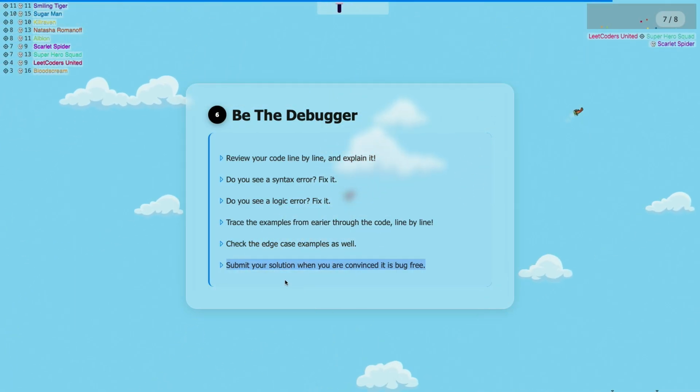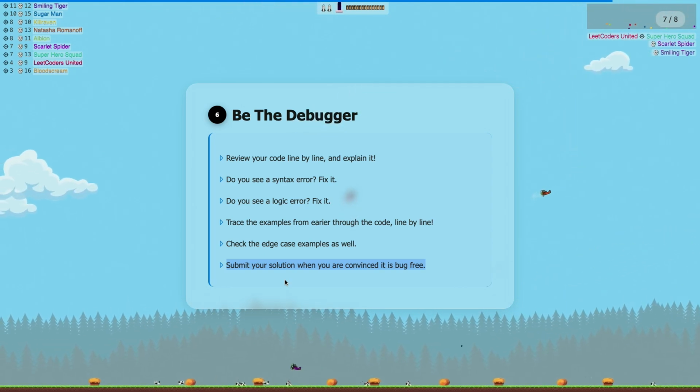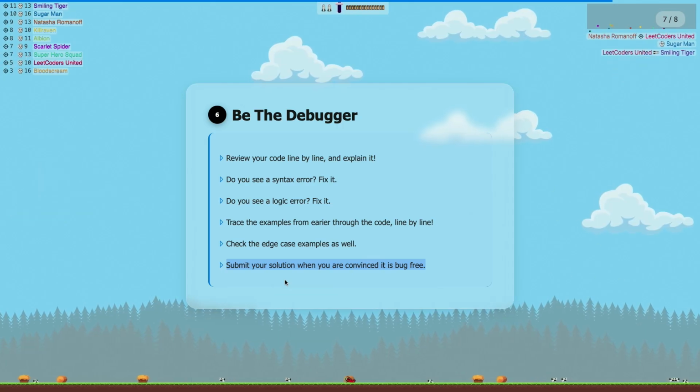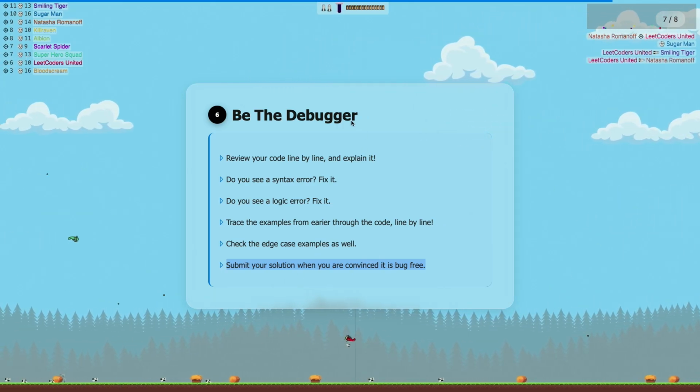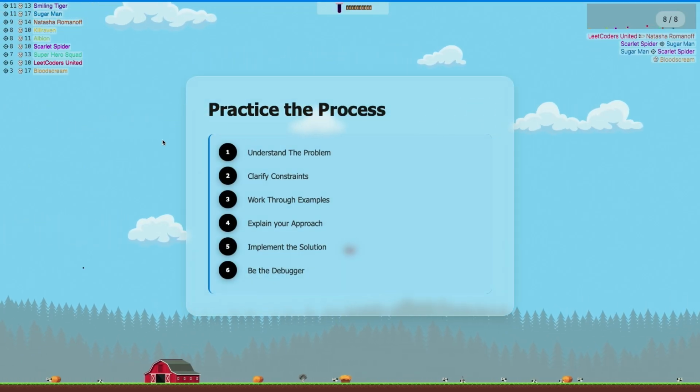And when you're convinced that everything's bug-free, you say, okay, I think we're good. Do you have any more questions before I submit this code? If there's a way to submit the code for test cases or whatever. Yeah, and well, that's pretty much it.